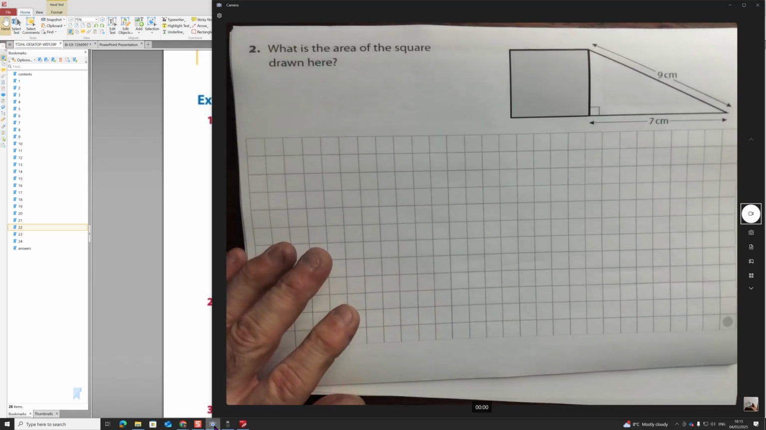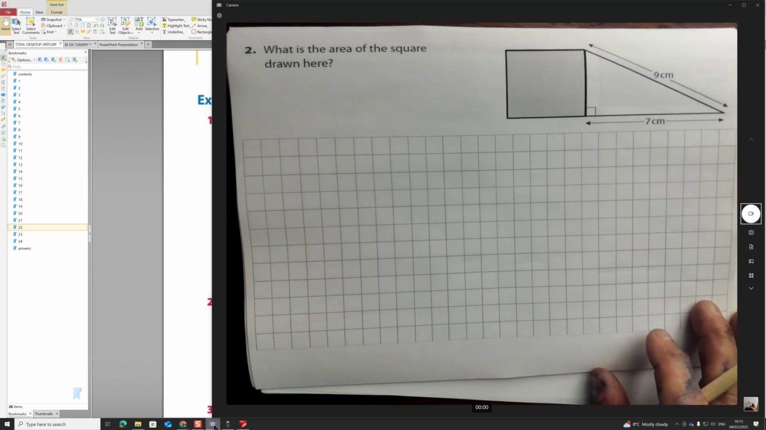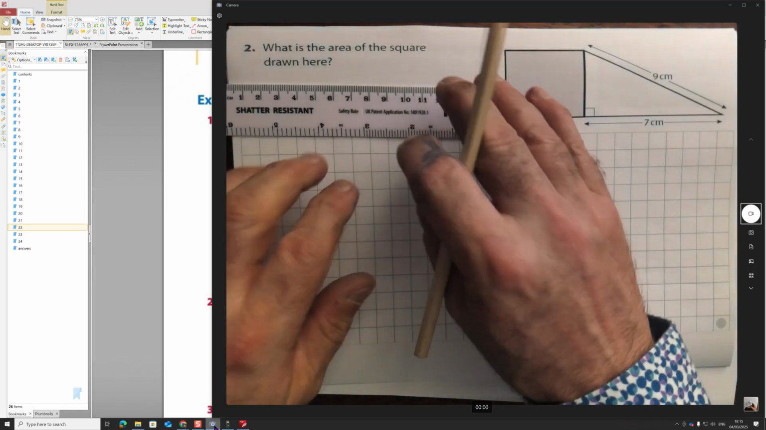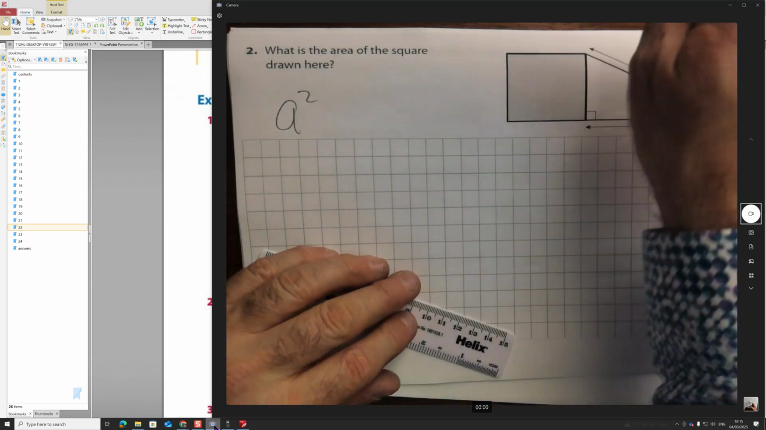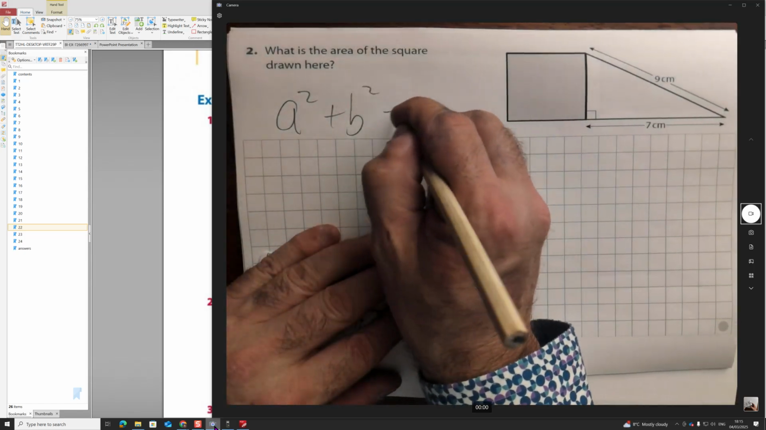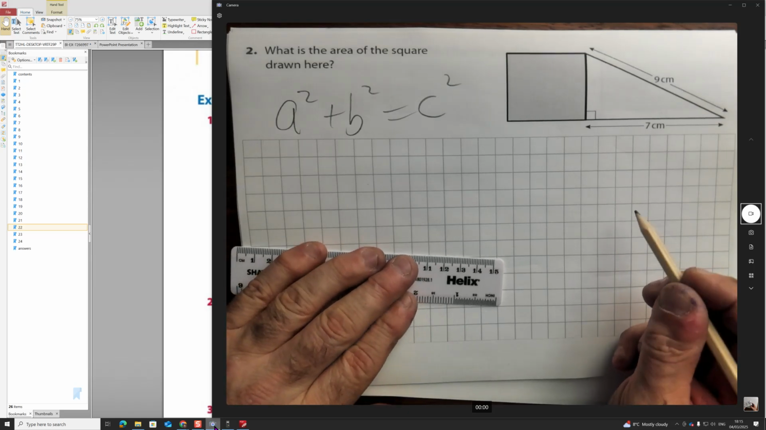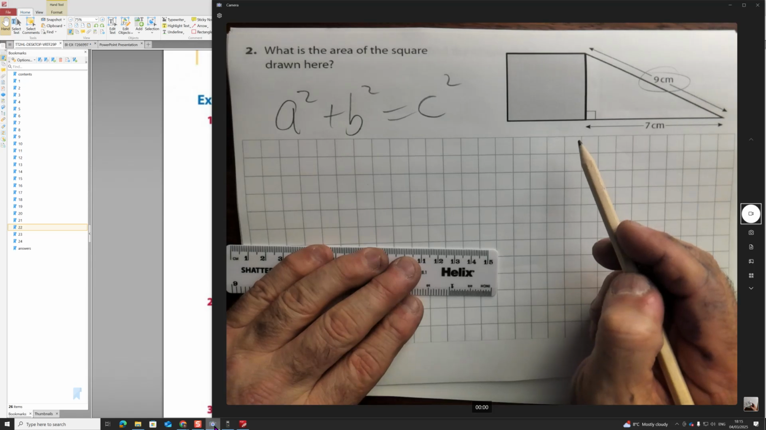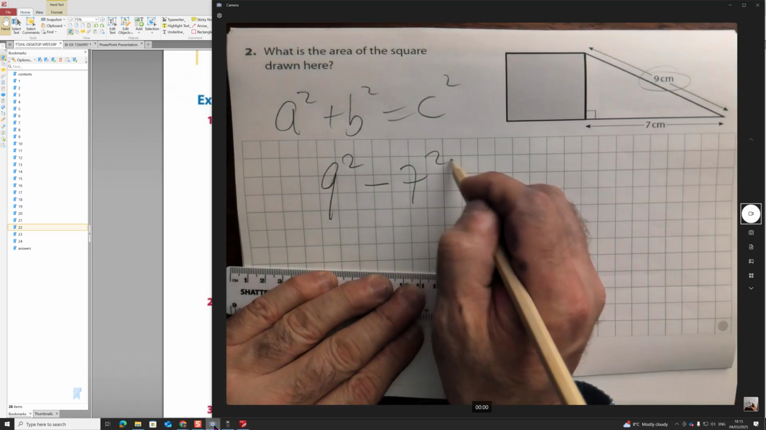Okay, on to question 2. Now we need to analyze this. We need to read the question for understanding. What is the area of the square drawn? So we're kind of applying the a squared plus b squared equals c squared formula here, but we do need to realize that it'll be subtraction when we've got a hypotenuse given. So that is 9 squared minus 7 squared.